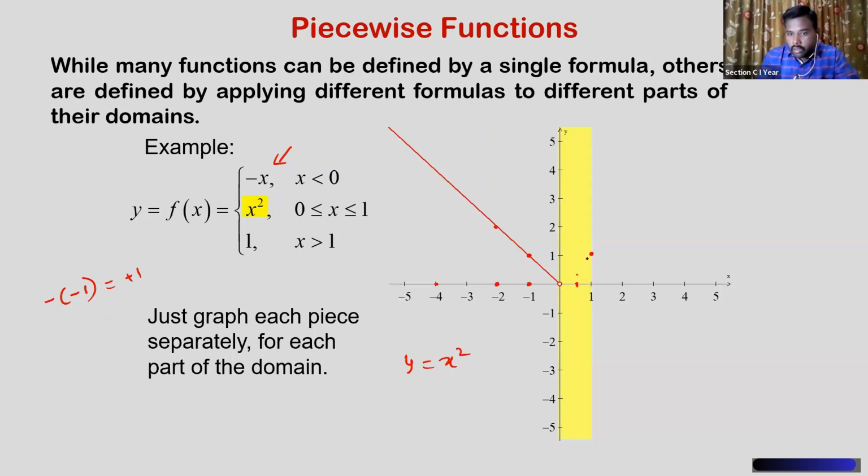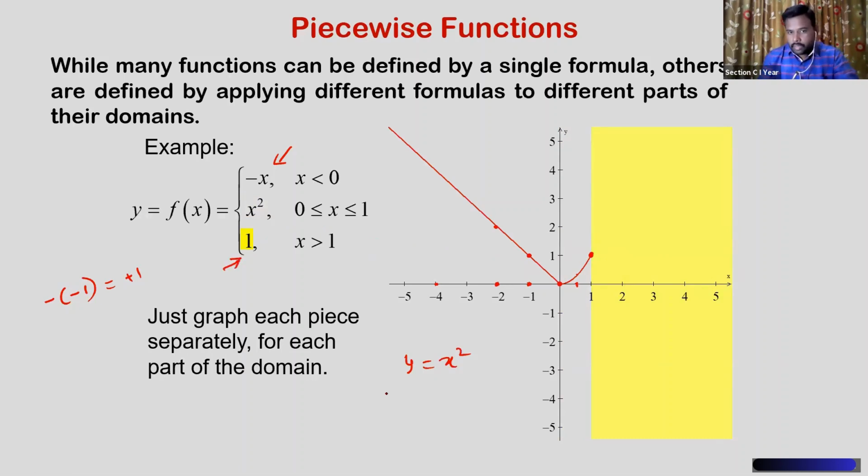So if you just join all these points, you are going to get a parabola like this, right? That is the function in the portion 0 to 1. Now see, the next interval is x greater than 1, correct? So when x is greater than 1, you are going to get all this portion from 1 to infinity.